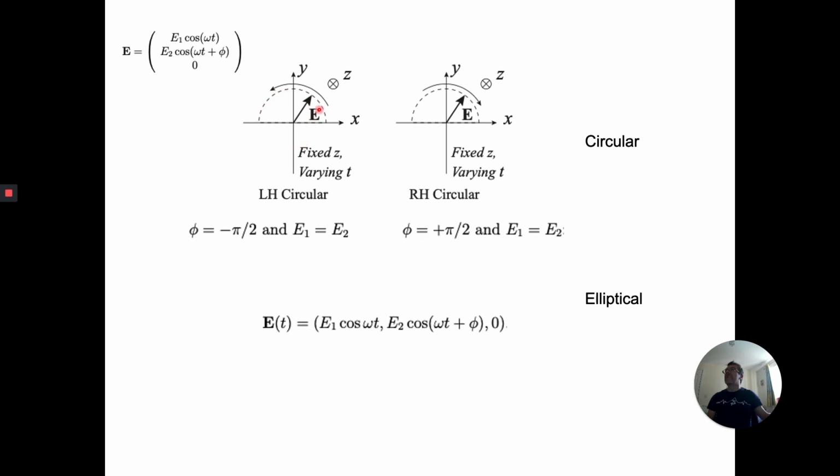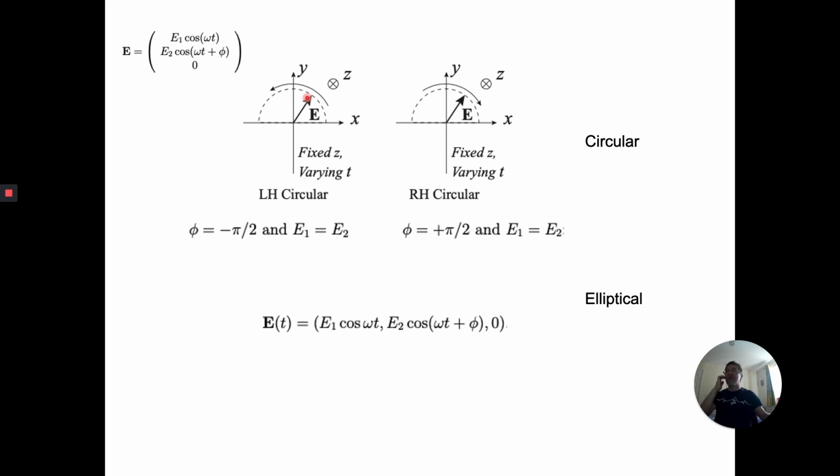In this plot, I'm looking at a particular value of z, and the electric field vector is rotating as a function of time, in this case anti-clockwise. This is known as left-handed circular polarization, when the phase shift between the x and y electric fields is minus pi/2, minus 90 degrees. And if I were to look at a fixed time but vary z, I would see the electric field vector vary in the opposite direction.